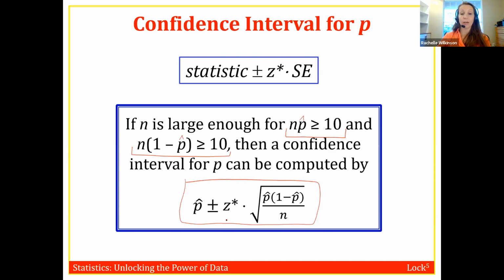Z star, we've talked about how we're going to find z star, or, like I said, really it's probably going to be picking one of those 3 standard z star values that now you have in table form there. And then we're going to have to compute the standard error here. And then once we have our confidence interval, we're going to interpret the confidence interval exactly the same as we interpreted confidence intervals back in chapter 3.